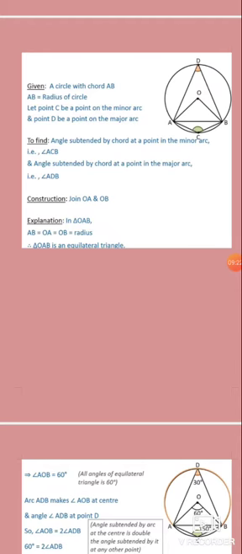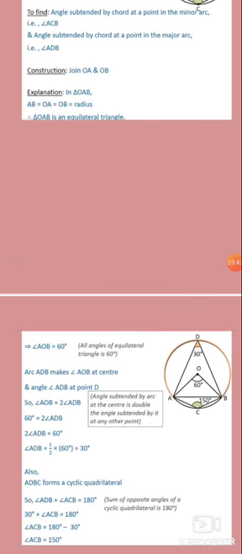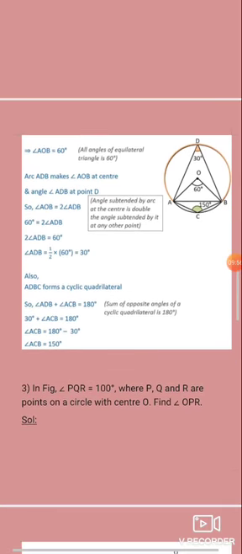Now listen carefully. What is ABCD? All the vertices lie on the circle. So it is a cyclic quadrilateral. Now if it is a cyclic quadrilateral, we know what the property? Opposite angles sum to 180 degrees. So angle ACB plus angle ADB is equal to 180 degrees. So angle ADB 30 degrees plus angle ACB is equal to 180 degrees. So angle ACB is equal to 180 minus 30, which is 150 degrees. Okay. Now listen to the next one.